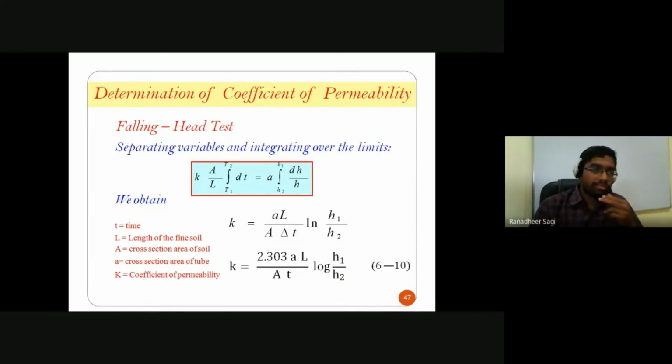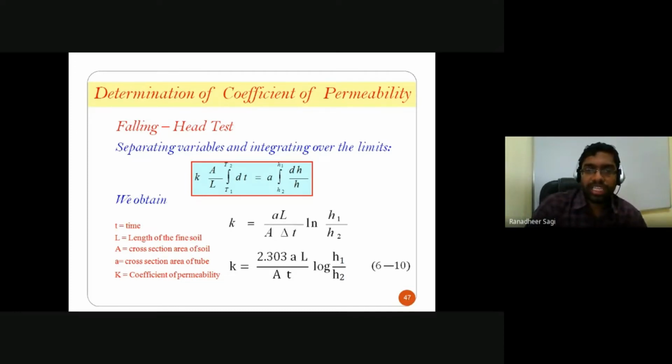Why am I saying fine-grained soil sample? Because only for low permeable soil are you trying to conduct this falling head permeability test. So in the case of the falling head permeability test, you have used a low permeable soil for determining the coefficient of permeability.